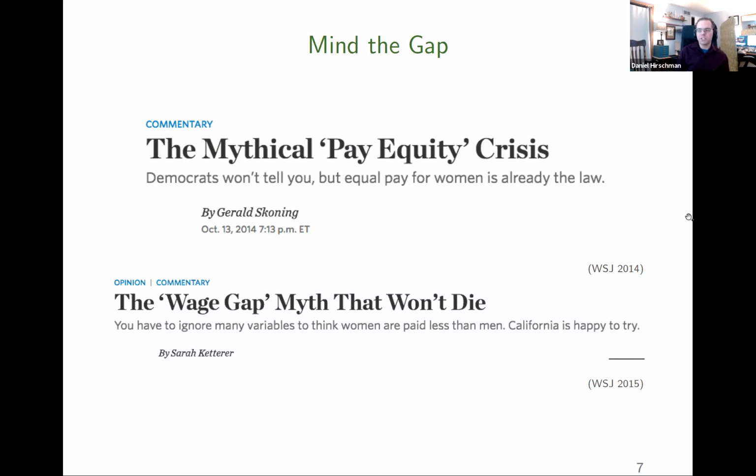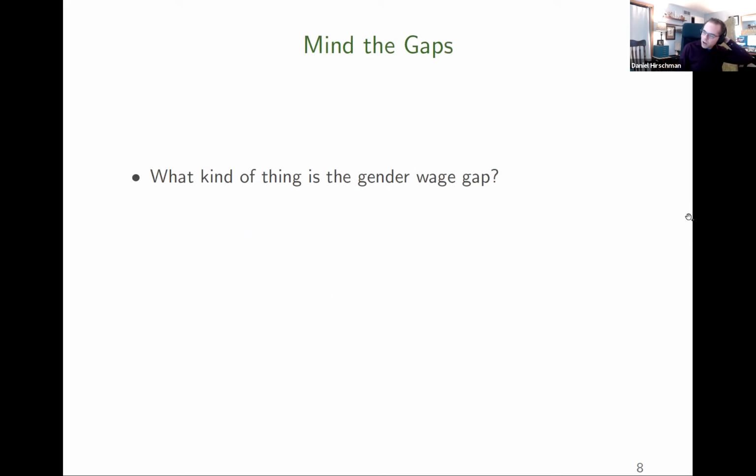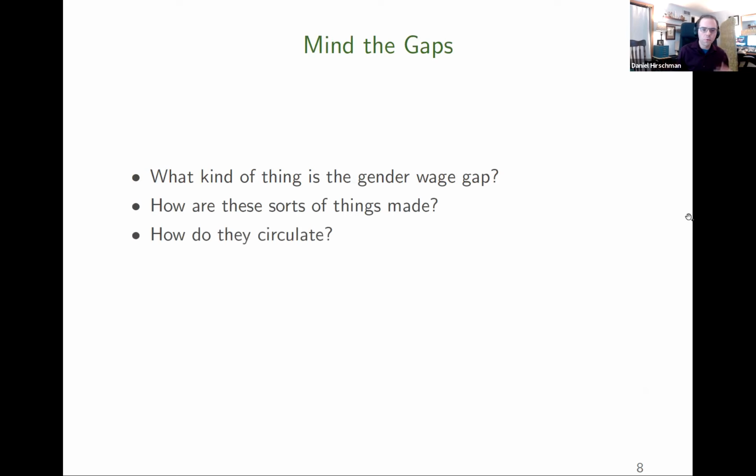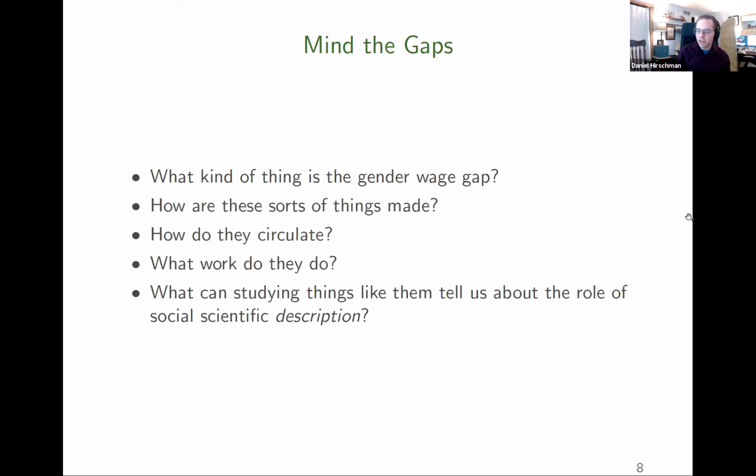There's a lot of talking past each other that's built into this conversation, a kind of systematic misunderstanding or miscommunication in some ways. And so in this talk, what I want to do is pull back and ask, what kind of a thing is the gender wage gap? What is this an example of? And how are things like this made? How do they circulate both within academia and then outside of it? What kind of work do they do publicly and politically? And what can we learn by studying these things, in particular for the importance of social scientific description?